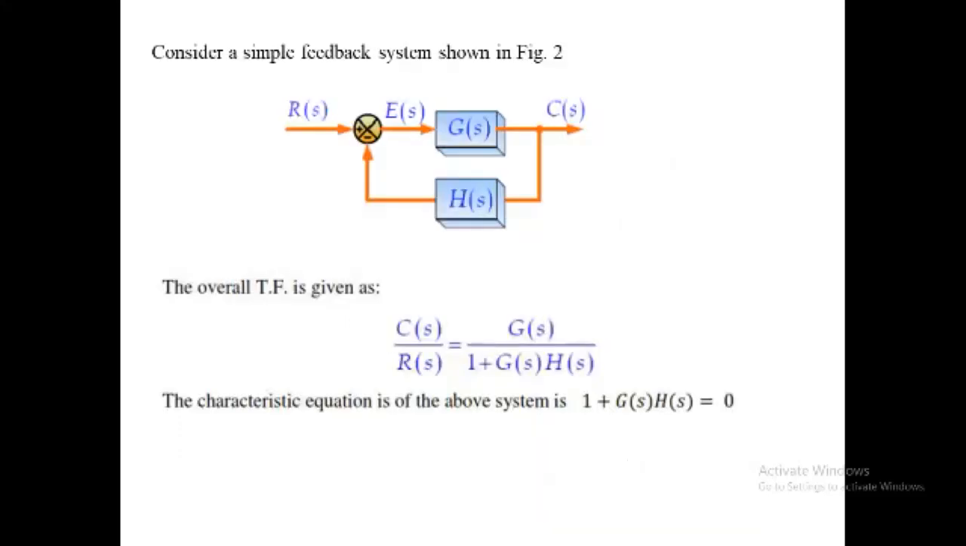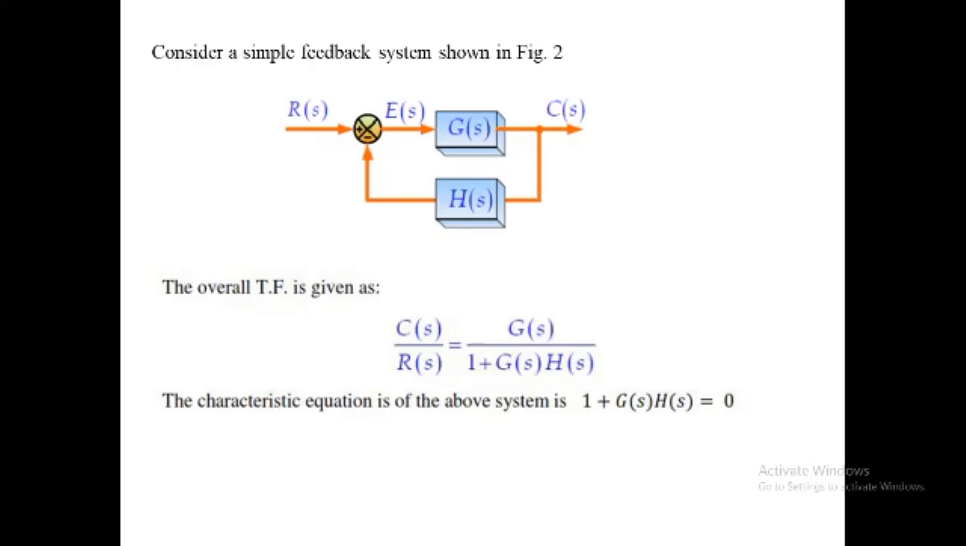Consider a simple feedback system as shown in the figure. Here, R(S) is the Laplace transform of the input, C(S) is the Laplace transform of the output, G(S) and H(S) are the gain and feedback of the system, and E(S) is the error of the system. So here, the overall transfer function, as per the definition of transfer function, is C(S)/R(S), as both are connected in a feedback system, equal to G(S)/(1 + G(S)H(S)).